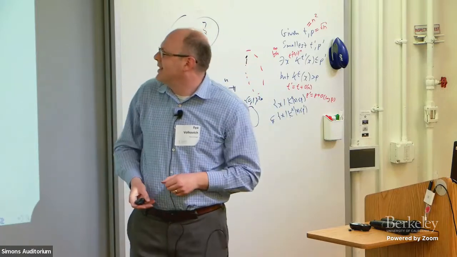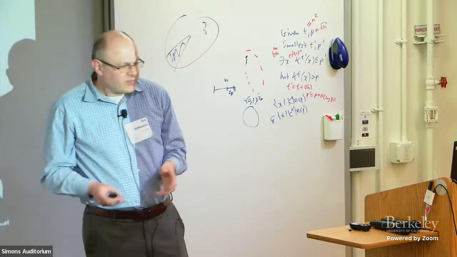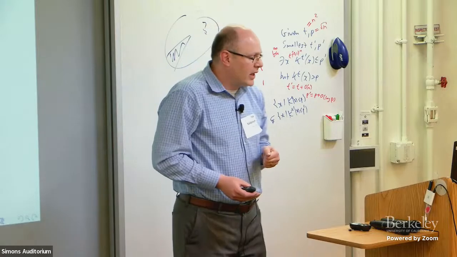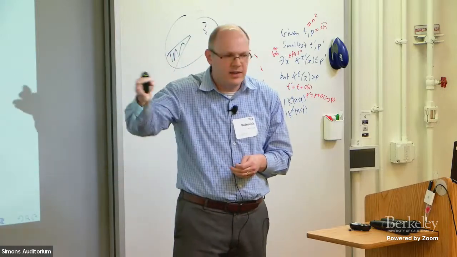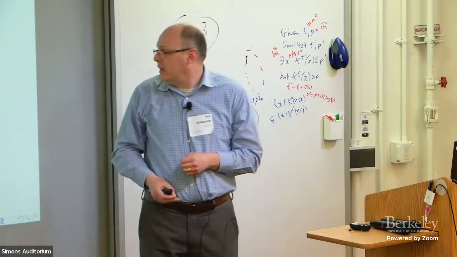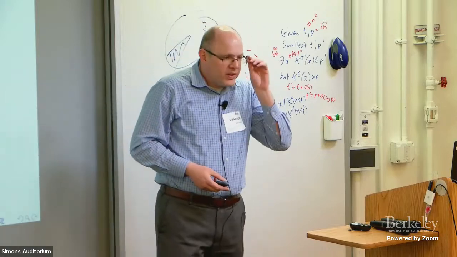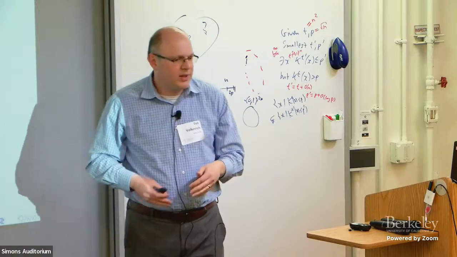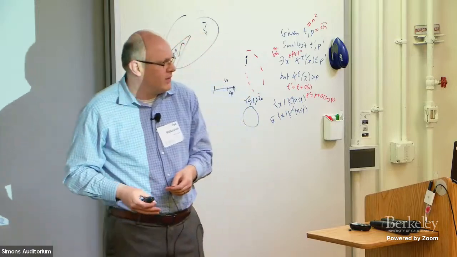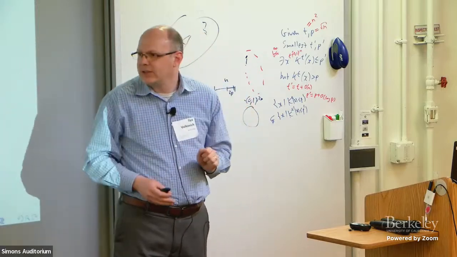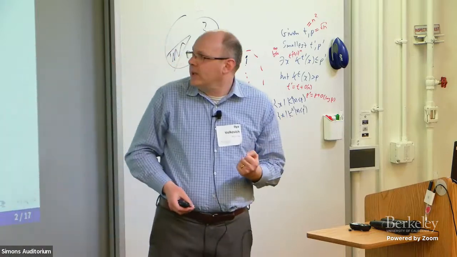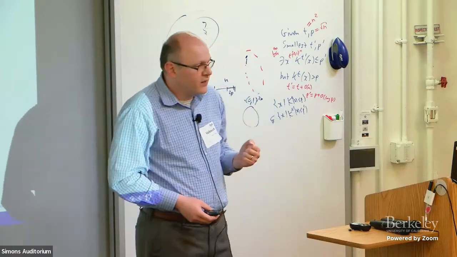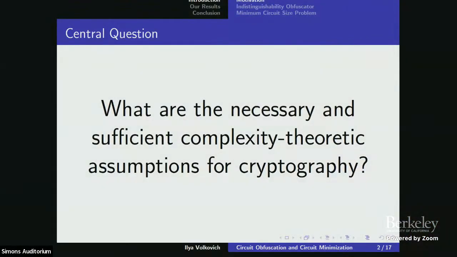But I'm going to talk about, as you all said, the connection between circuit obfuscation and minimization. It's joint work with Valentin and Russell, who I'm happy to have here in the audience. In the theme of this workshop, which talks about all kinds of assumptions and thinking for cryptography, I would like to tilt the scale and look at this from a slightly different angle, a complexity theoretic one. What are the necessary and sufficient complexity theoretic assumptions for cryptography?